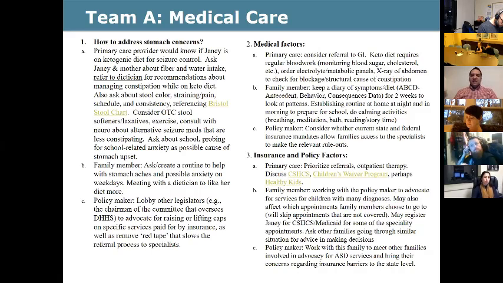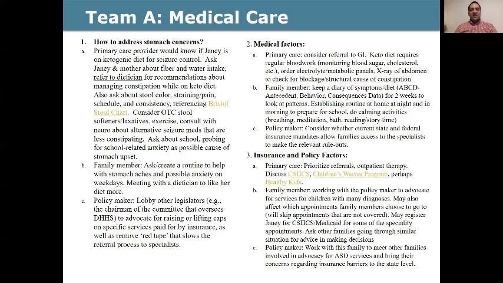Myself, the policymaker, I would be working with this family to gather more information and lobby other legislators, for example, the chairman of the committee that oversees DHHS, or multiple committees that oversee that agency, to advocate for raising or lifting caps on services that are paid for by insurance, as well as to try to remove some red tape that slows down the process, like families having to call multiple different numbers at the insurance company, being transferred multiple times. Those are all barriers to getting proper care.